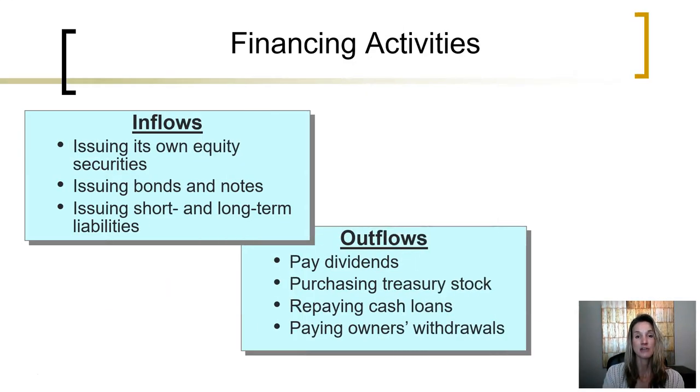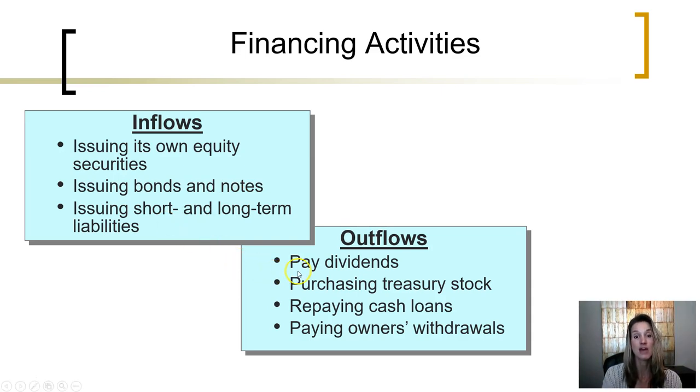And finally, the other type of activity in which a company generates or uses cash is financing activities. Within this section of the statement of cash flows, it would report cash inflows from a company selling its own equity securities, in other words, selling its own common stock, issuing bonds payable or notes payable, and issuing other types of short and long-term debt or liabilities.